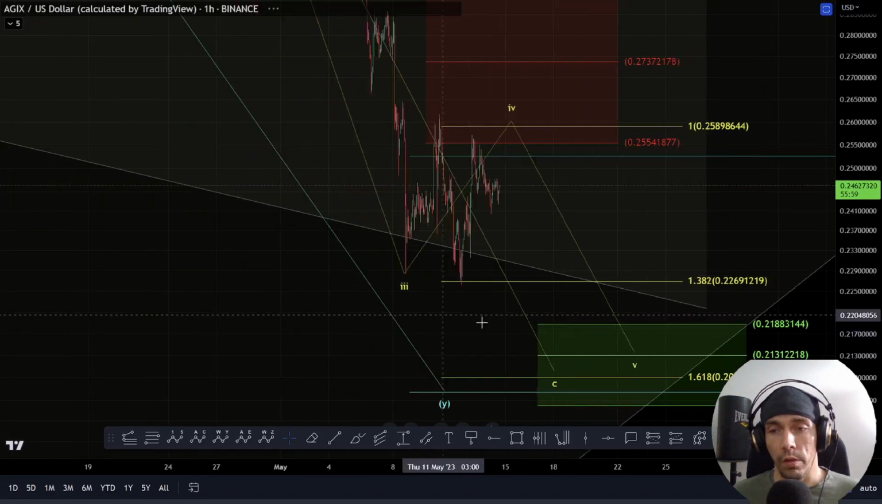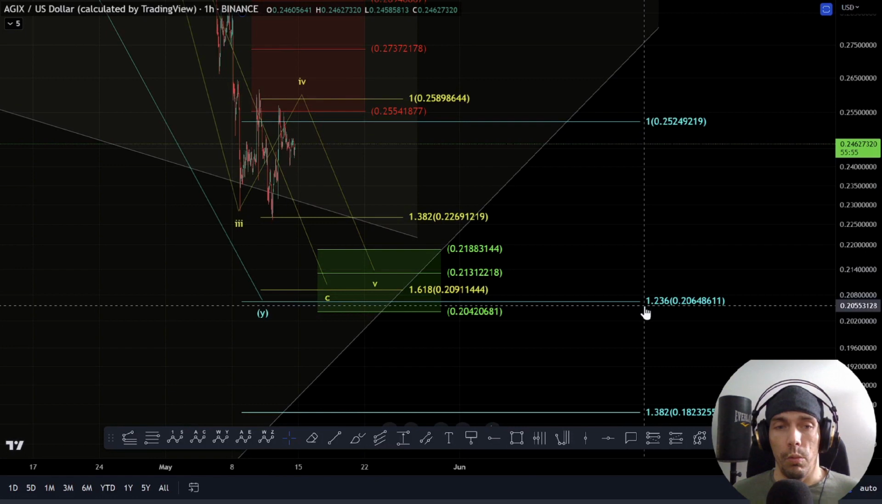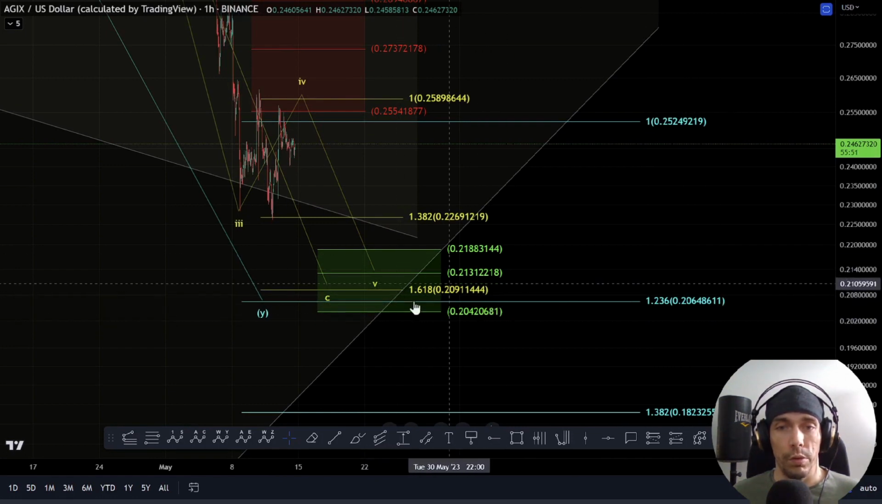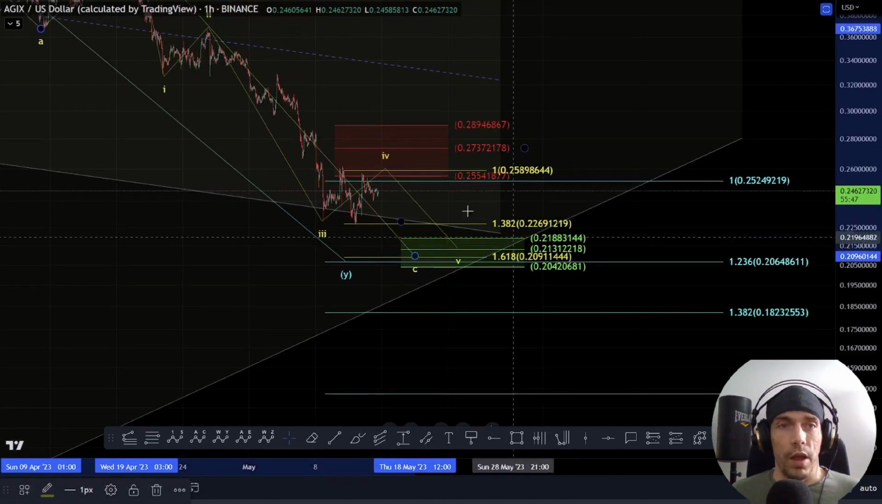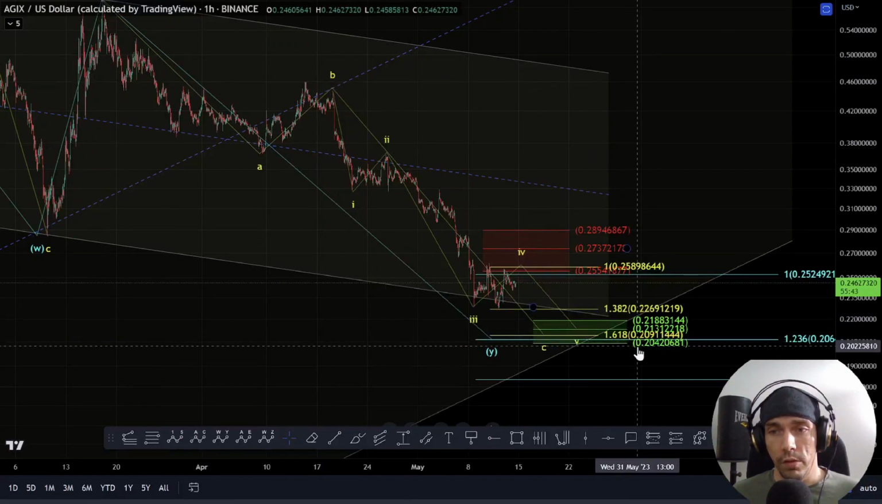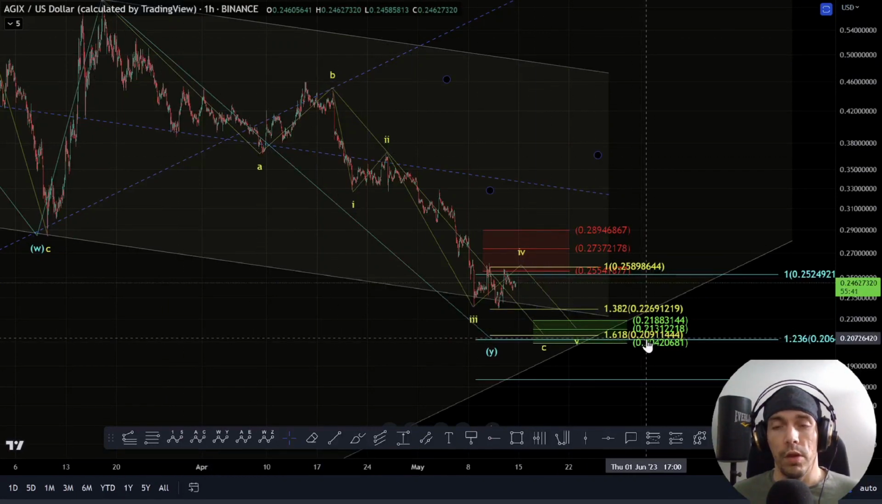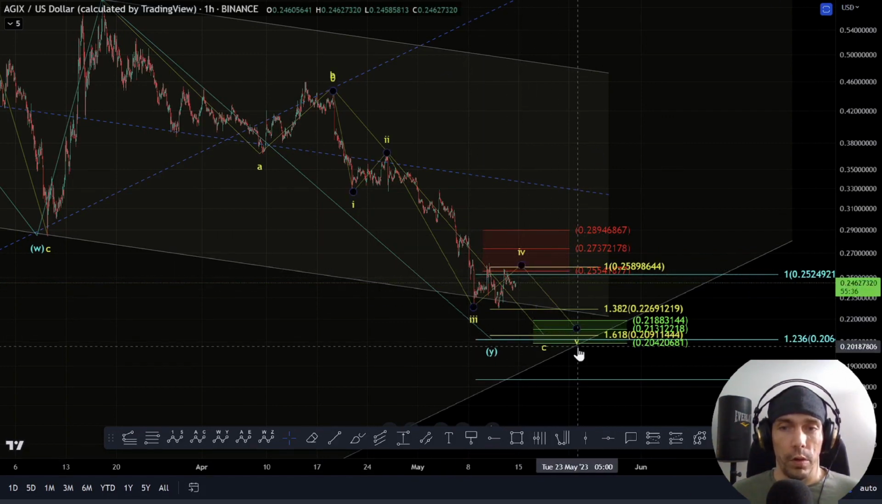Now, there's a key thing within this. The 1.236 of the Y wave would be down here towards this 2064. So that's also a little bit of confluence in this zone, as well as that this is a 1.618 of the A wave, which is over here. So A, B, and C. This 1.618 is also sitting here towards this 21 range. So if we do get a move down here, there is quite a lot of confluence here.